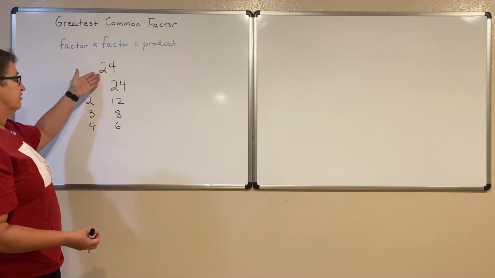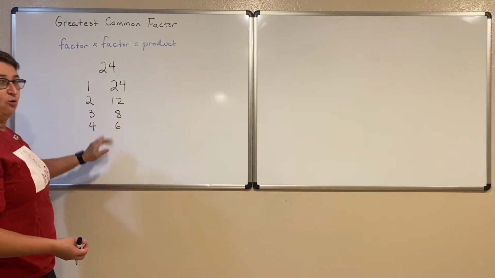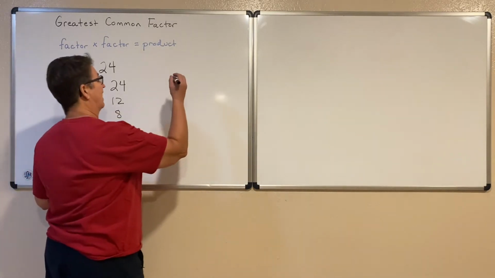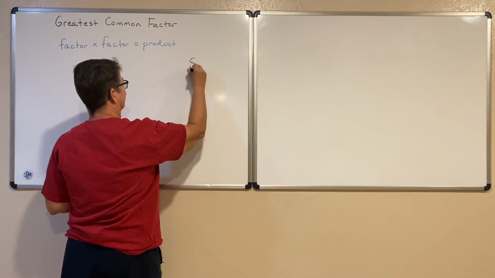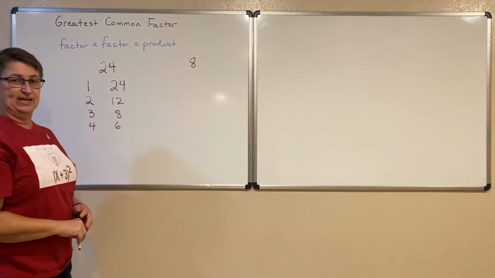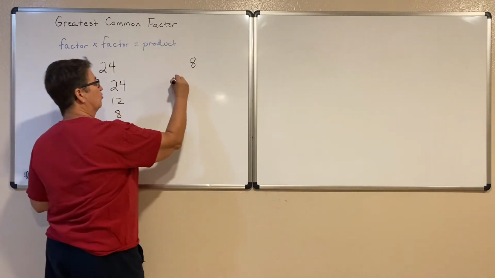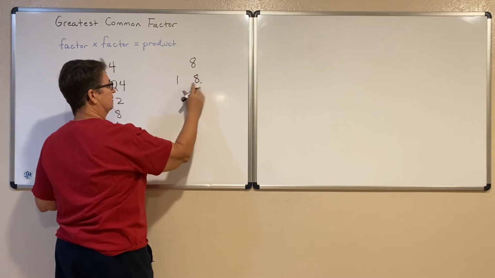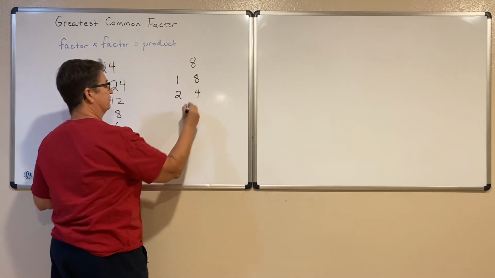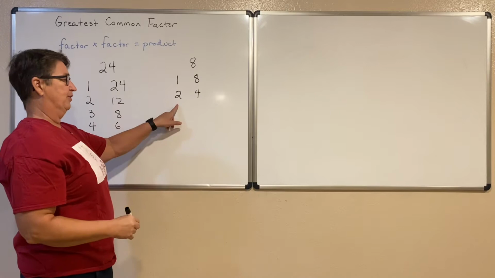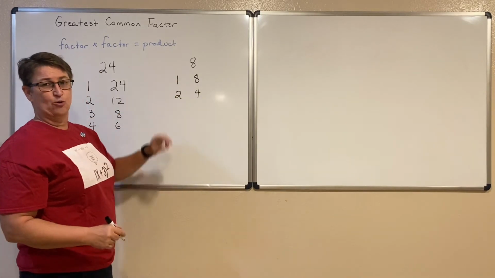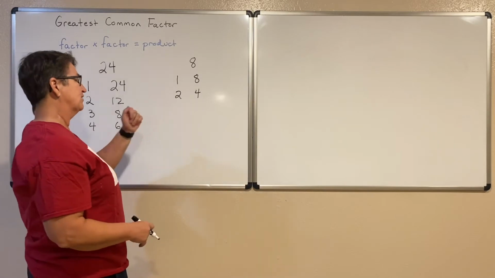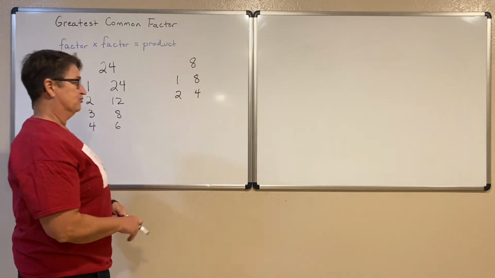So for instance, here I found the factors of 24. What if I found the factors of 8? Let's find the factors of 8. Well, 1 times 8 gives me 8. 2 times 4 gives me 8. 3 doesn't go in there. 4 does. Oh, when I wrap back around like that, I know I found all my whole number factors. So those are all the factors of 8.